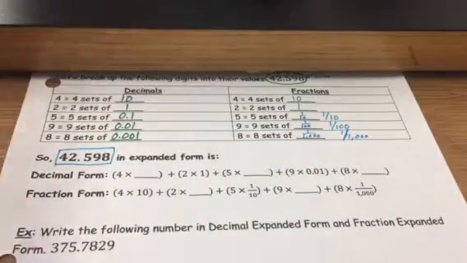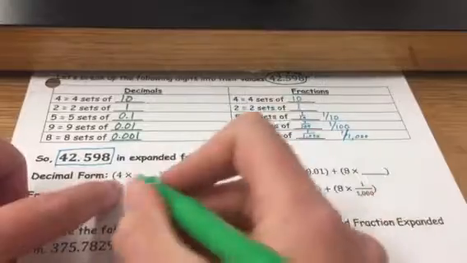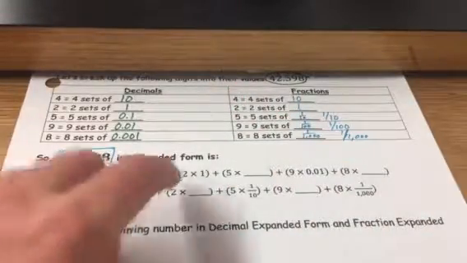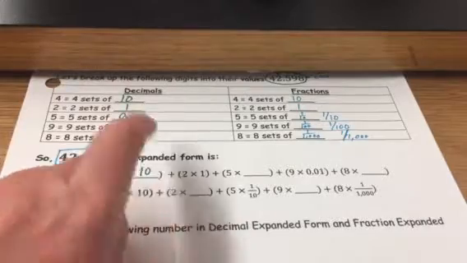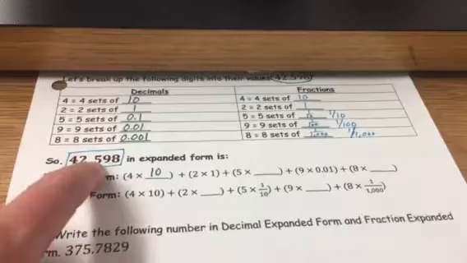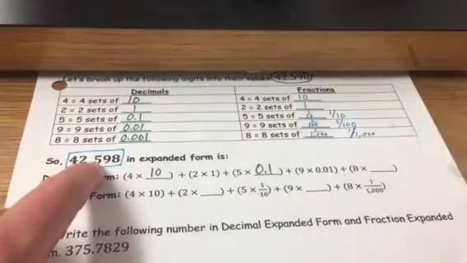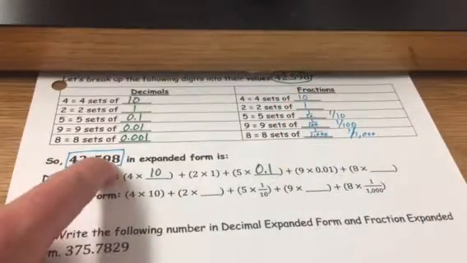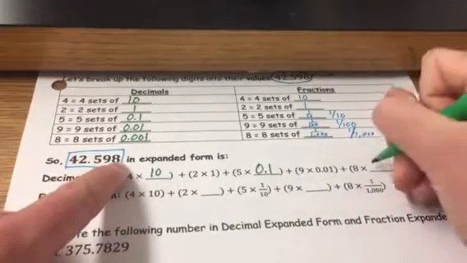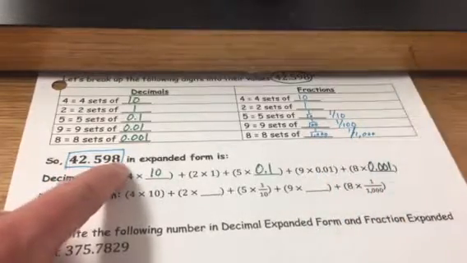So let me stay with my colors. The 4 is 4 sets of 10. That's 40. 2 times 1, because we had 2 sets of 1. The 5 is 5 sets of 1/10. The 9 is 9 sets of 1/100th. The 8 is 8 sets of 1/1,000th.